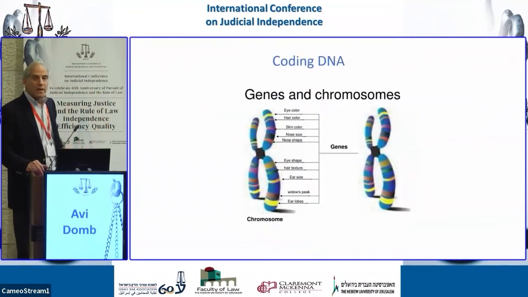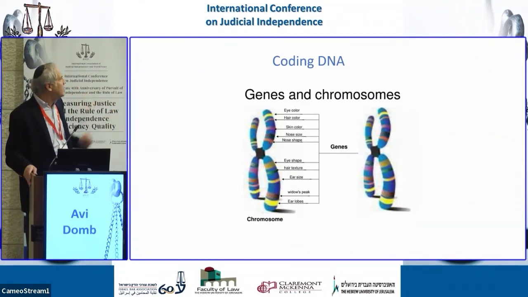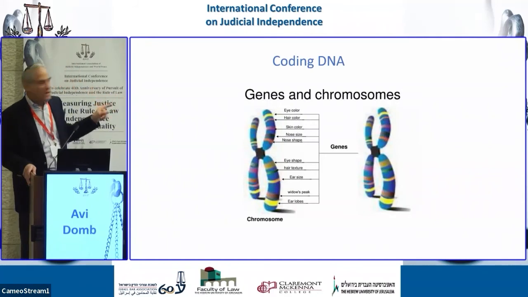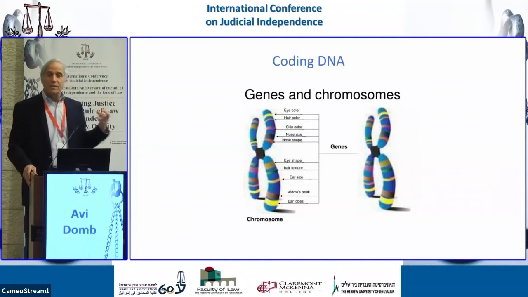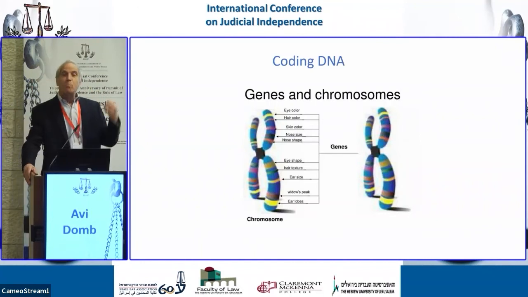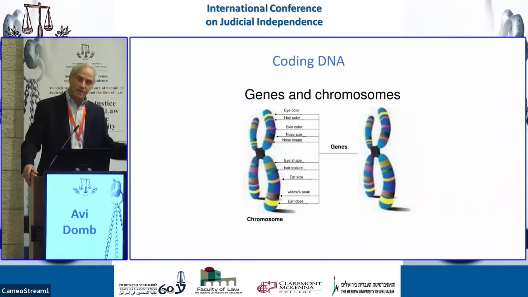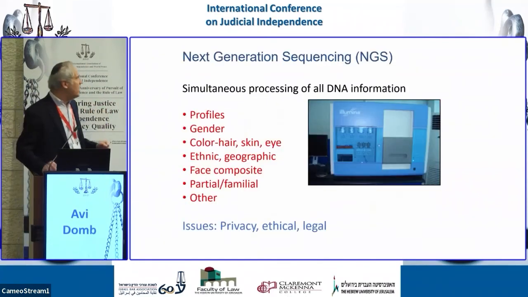So what else can we learn from the DNA? And this is a development from recent years, that we can take the DNA and look into the functional DNA and find out the eye color, the hair color, the skin color, nose size, nose shape, and many other characteristics that can provide us a profile or the composite of the face of a certain person that we find his or her biological sample in the crime scene.